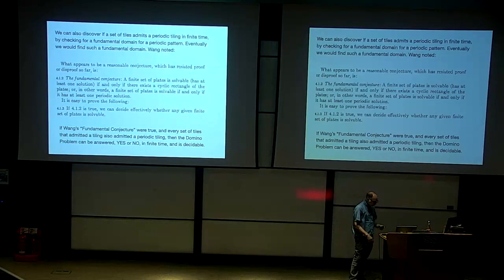And Wang gave this, so I'm in good company at least with my overly naive conjectures, because Wang made the same kind of mistake. He gives this fundamental conjecture that basically a finite collection of tiles admits a tiling if and only if it has a periodic tiling, that is, if there exists some fundamental domain. And then, if that's true, we have an algorithm for the decision problem. That's essentially what he's saying. So, if the fundamental conjecture were true, we would have a decidable domino problem.